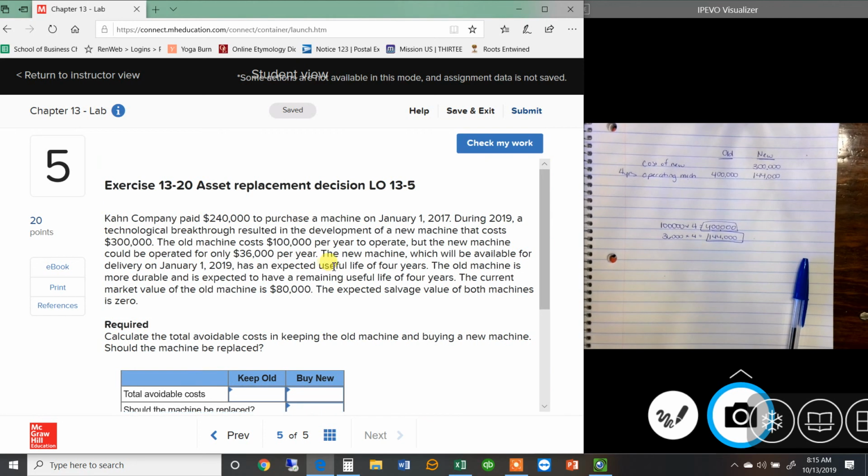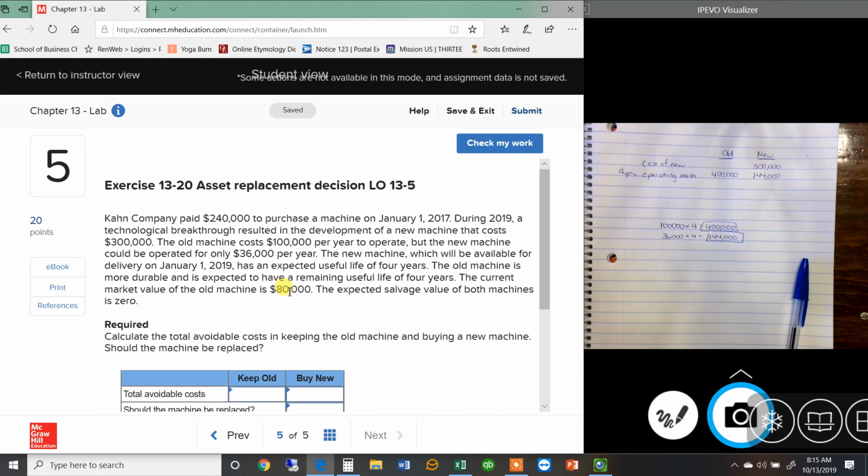All right, it says the new machine will be delivered on January 1st. The old machine is more durable. It'll have 4 years. So this is the same. This doesn't matter at this point. And then it says the current market value of the old machine is $80,000. The expected salvage value of both machines is $0.